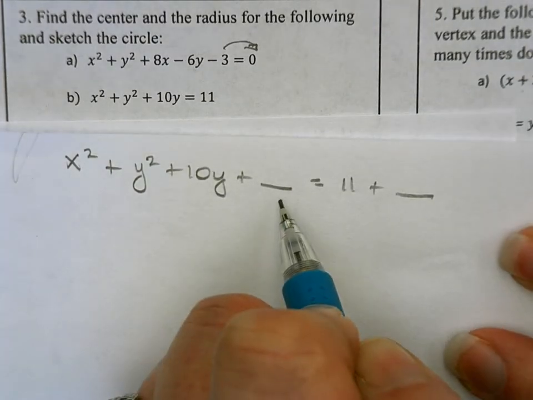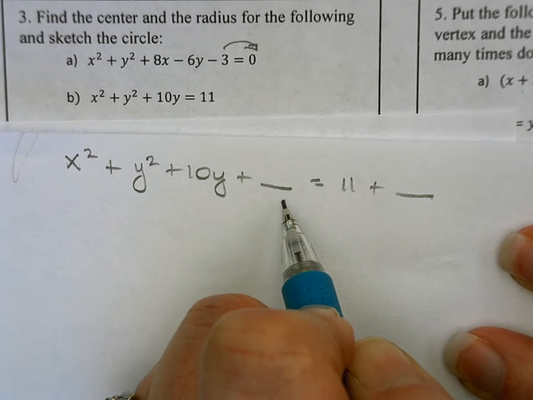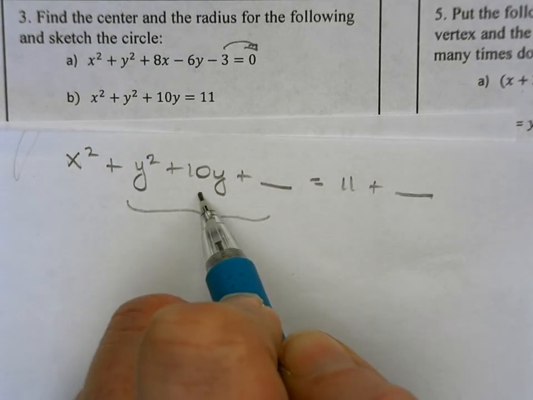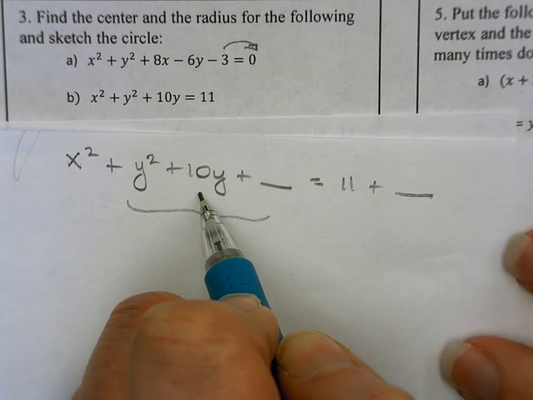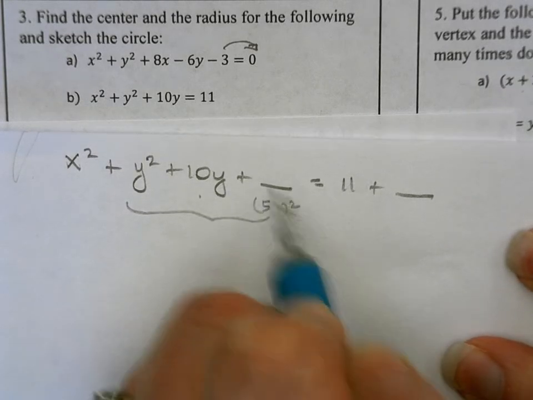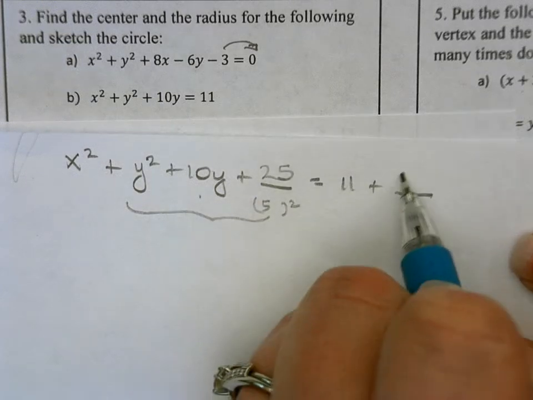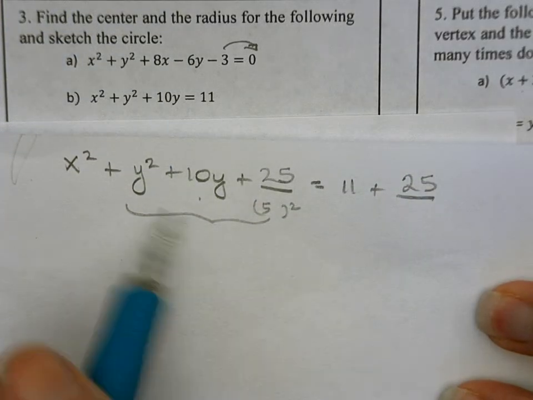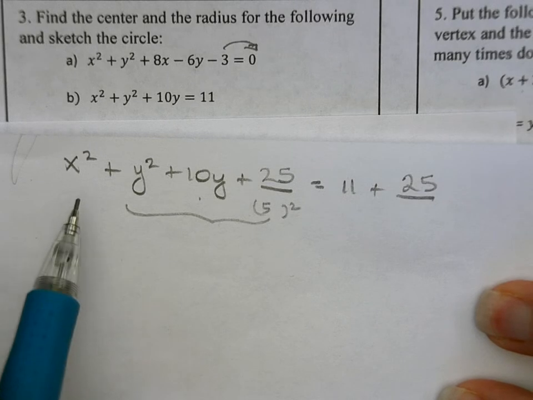I need to figure out what to add to my y terms so that I can turn this into a trinomial. I know half of 10 is 5, so 5 plus 5 is 10. Then 5 times itself is 25, so I want to add 25 to both sides. And then this is the part I want to factor, so I don't need to factor my x squared term.